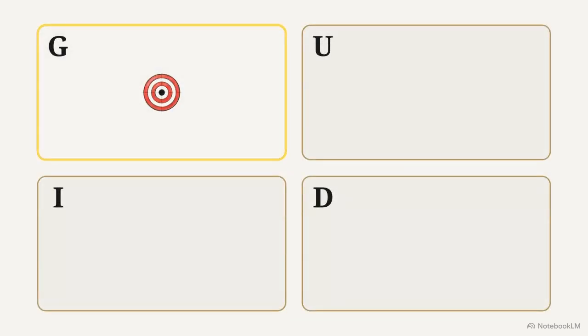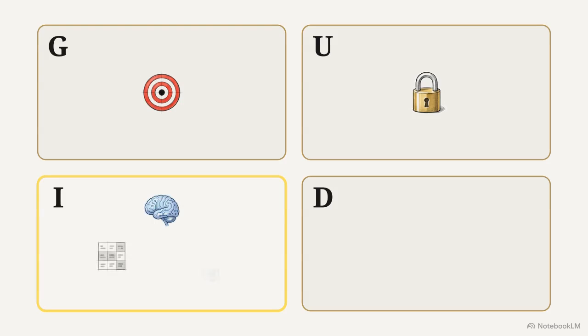The G stands for goal, a one-sentence objective. The U is for understanding. This is where you lock in shared assumptions, ensuring the model understands the specific rules of the task. Next is I for information. This is the raw data, the facts, rubrics, or policies the AI needs to process. Front-loading this information ensures the model uses your specific evidence rather than its own training data.